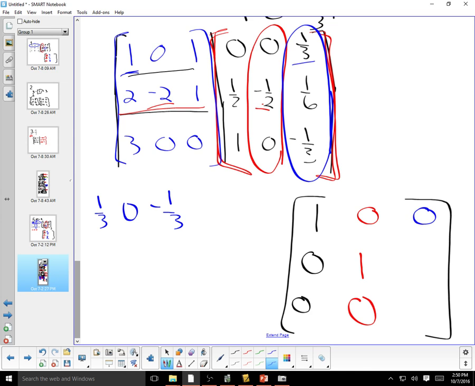2 times 1/3, that is 2/3. Negative 2 times 1/6, that's going to be a negative 1/3. And then 1 times negative 1/3 is a negative 1/3. So that's 2 negative thirds, right? Plus the 2/3 makes 0. 3 times 1/3 is 1. 0 times 1/6. 0 times negative 1/3.